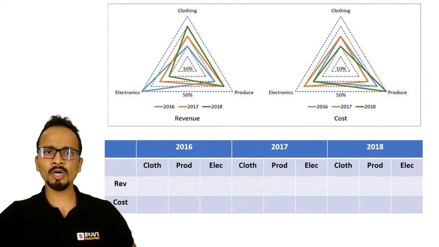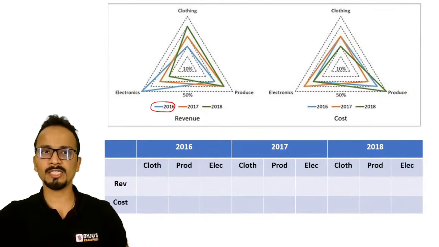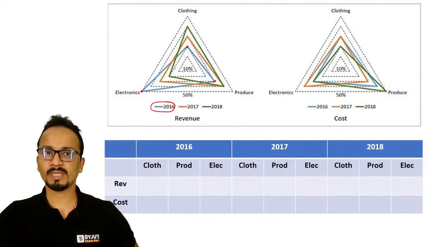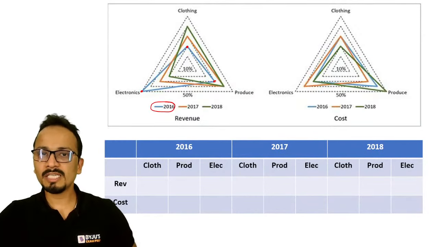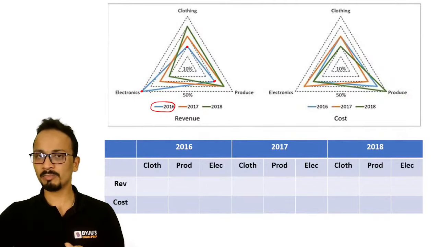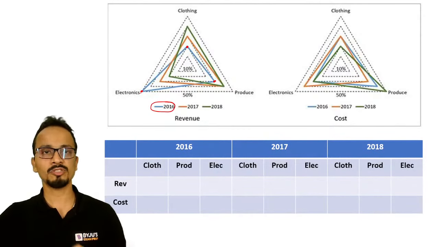Now, considering the revenue of 2016, which is represented by the blue line in this chart, revenue for 2016 clothing is 20%. For produce, it is 30%. And for electronics, it is 50%. So 20%, 30% and 50%. This is how we'll be picking these values. So the total is 100%. Yes. So for 2016, 20%, 30% and 50% respectively.